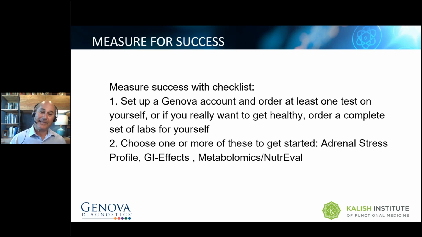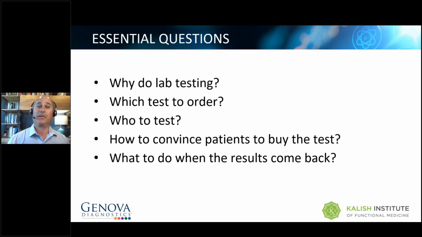And so when I say a complete set of labs in the way that we teach these classes and the Kalish mentorship and whatnot, that complete set of labs is an adrenal stress profile from Genova, the GI effects test, flagship GI test from Genova, and either a metabolomics or a NutrEval, depending on if you want to get your blood drawn or not. Metabolomics is urine only, NutrEval is the metabolomics plus there's a blood draw, so it has extra markers on it. So go ahead and order at least one test on yourself. Get that rolling so you can start to get your understanding of the labs on a more personal level for your own goals in terms of your own health.